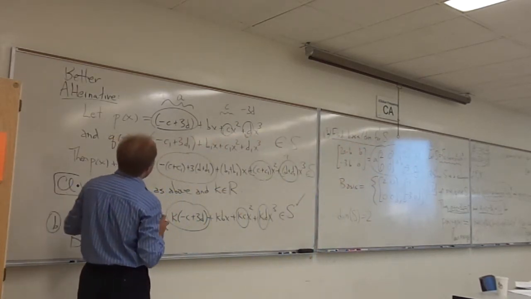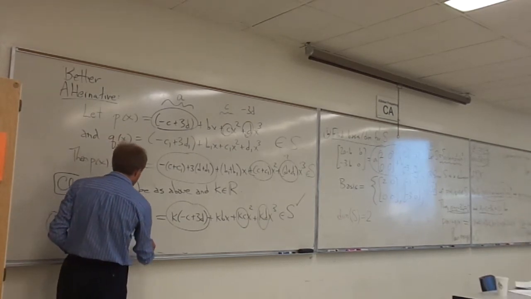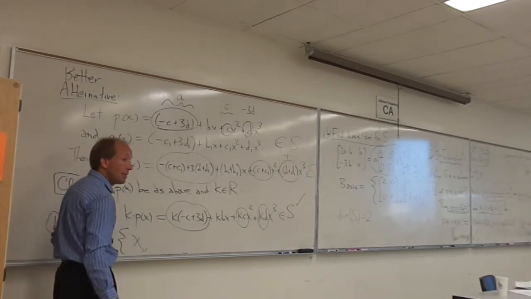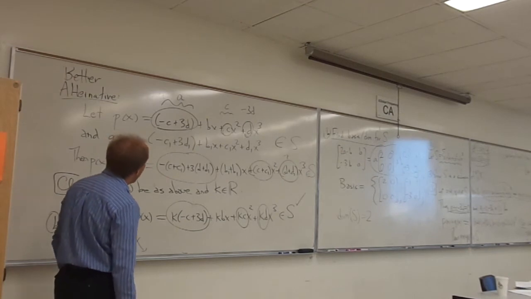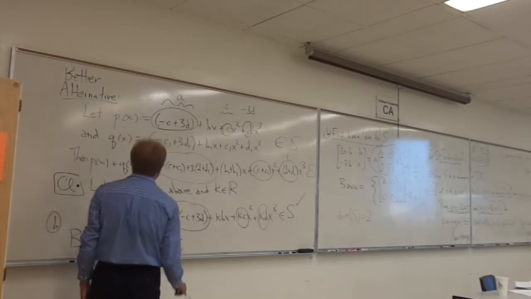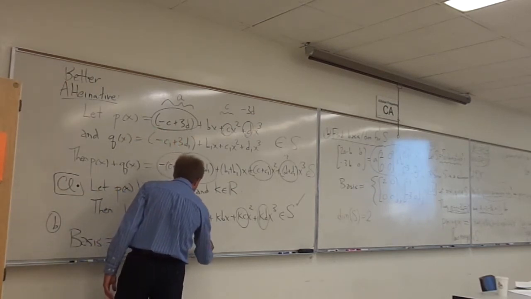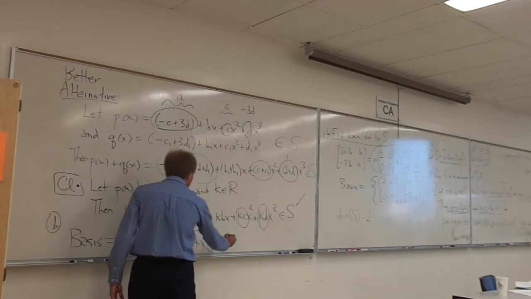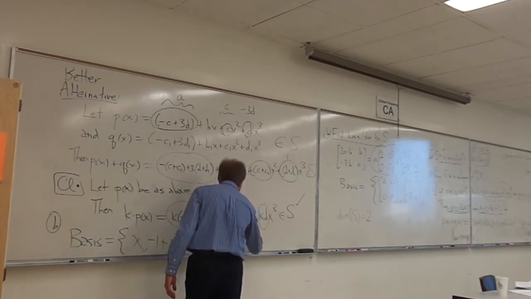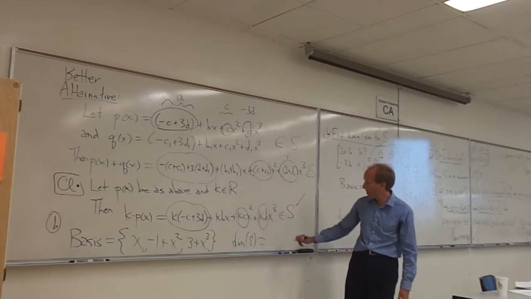So we'll bust out the B. When I bust out the B, what do I get? X, right? When I bust out the C, what do I get? Negative 1 plus x squared. When I bust out the D, what do I get? 3 plus x cubed. Okay, and what's the dimension? How many things do I have here? 3, right?